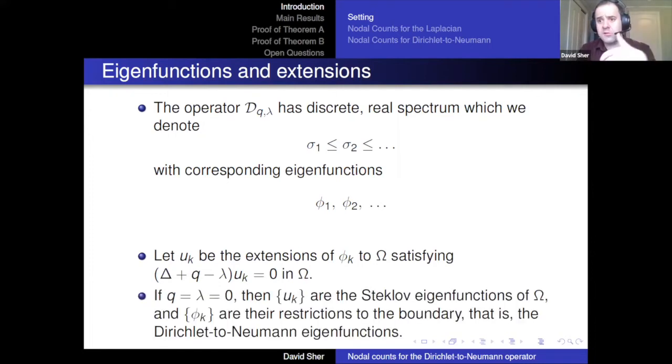This is just the usual distinction between Steklov eigenfunctions and Dirichlet-to-Neumann eigenfunctions. Specifically, if q and lambda are both 0, which is included in what we're doing, then u k are the Steklov eigenfunctions, and phi k are their boundary restrictions, and those are the Dirichlet-to-Neumann eigenfunctions. Okay, so a standard setup in some ways, the Dirichlet-to-Neumann operator with potential. Note that the potential shows up in the impedance tomography applications that this problem is famous for. It's usually about recovering the potential from various information about D q.